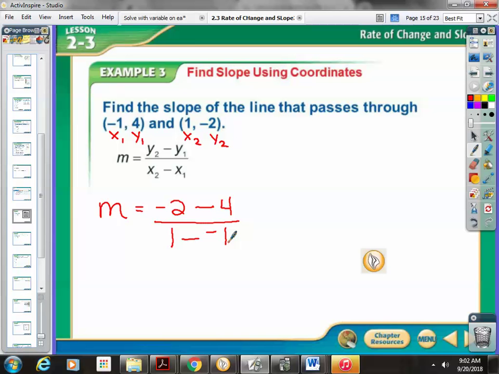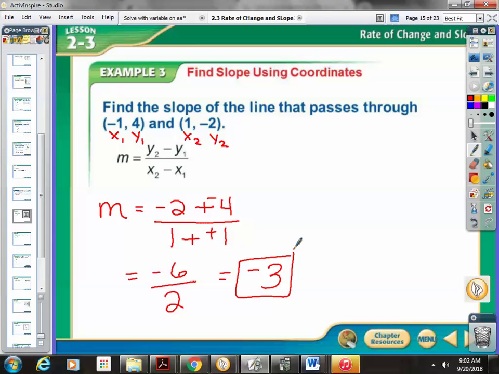Now to simplify. Negative 2 plus negative 4 is negative 6. In our denominator, we really have 2. Please simplify yet again. Negative 6 divided by 2 is negative 3. The slope of the line that passes through these 2 points is negative 3.